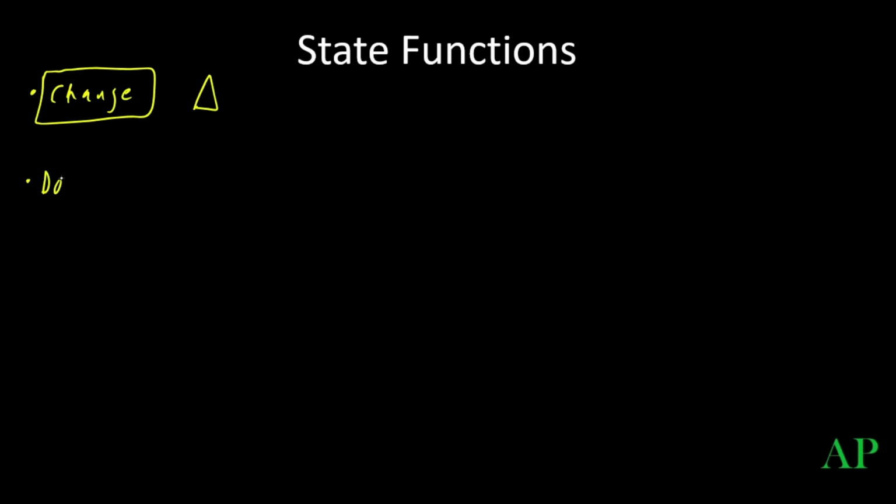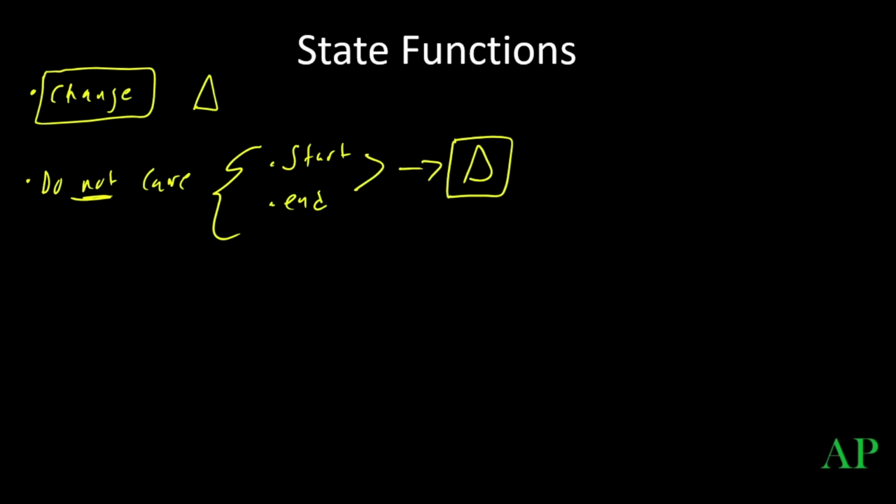So we do not care about where we start and where we end. We are only concerned with the difference between these, so the change in value between your starting point and your ending point. State functions are always denoted with that delta sign at the beginning, and we have three main state functions that we're going to be working with in this section.